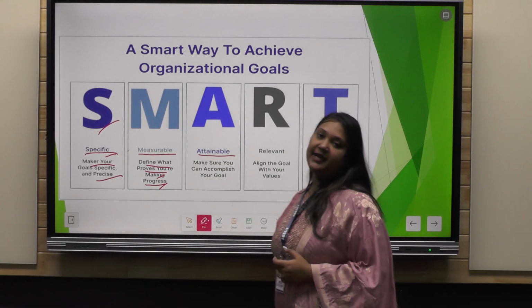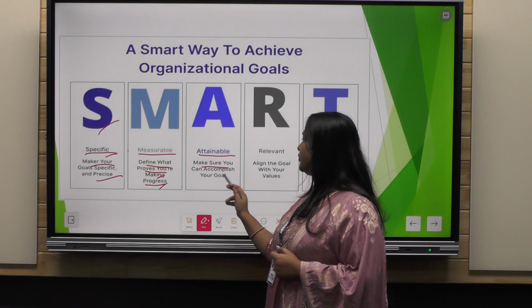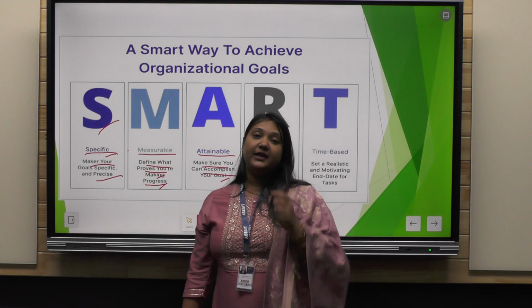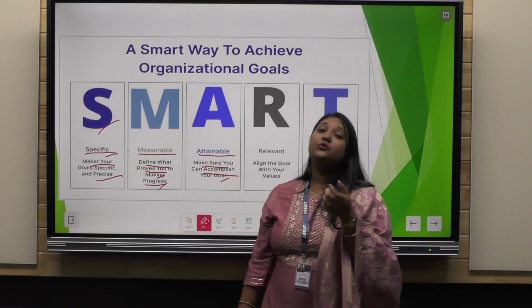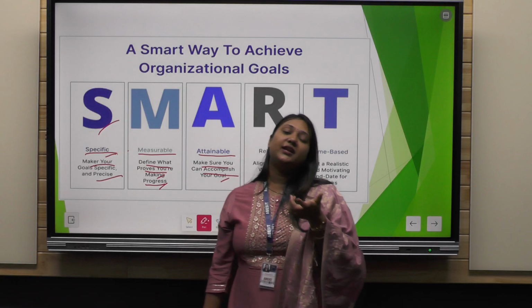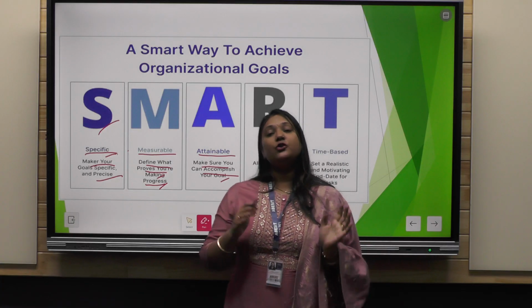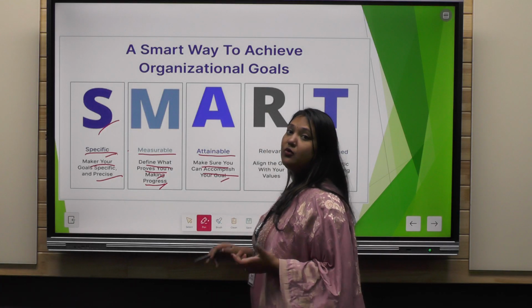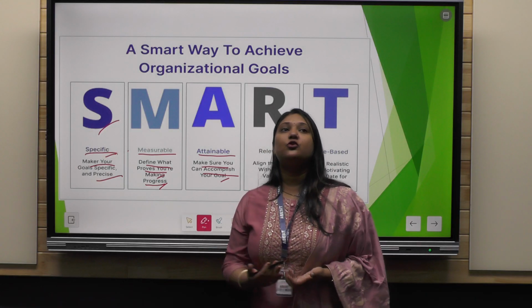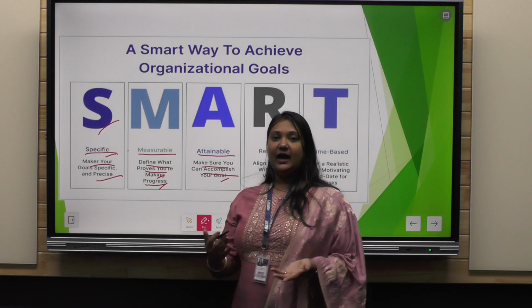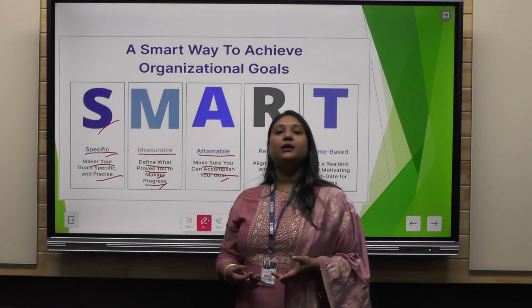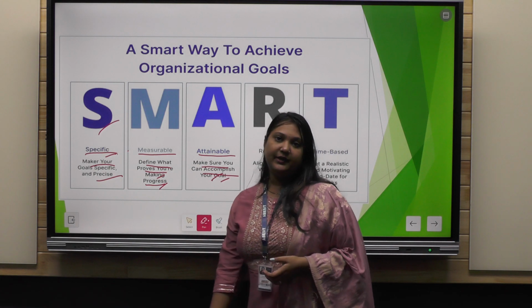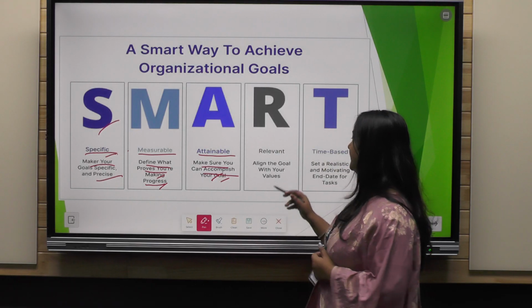Attainable. Attainable stands for making sure you can accomplish your goal. The goal should be something you can achieve, it should be possible. Don't make such a complex goal that it can't be achieved or it will stop in the middle. So make an attainable goal that is achievable.